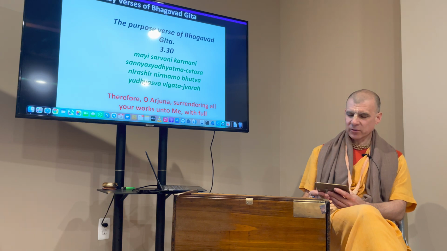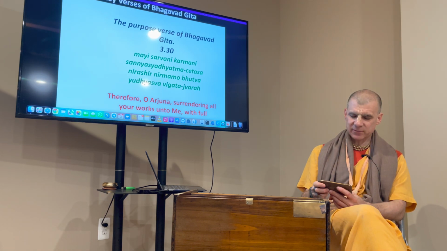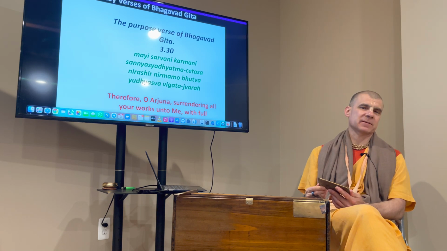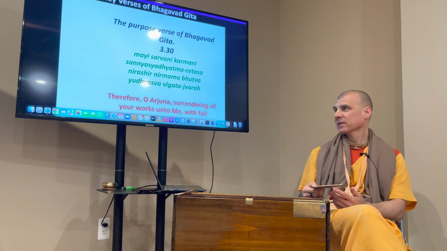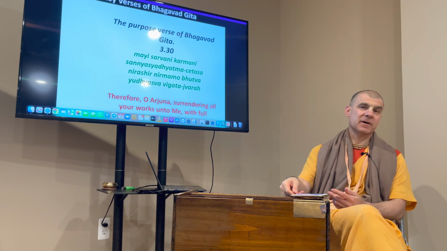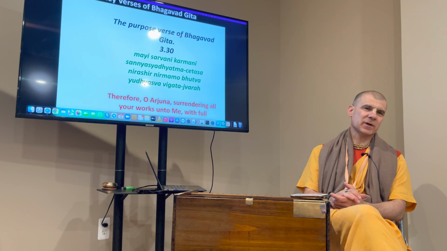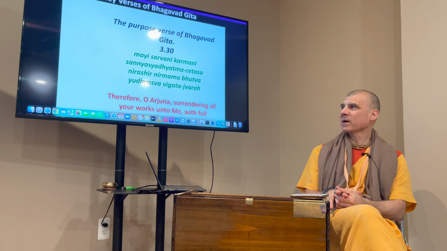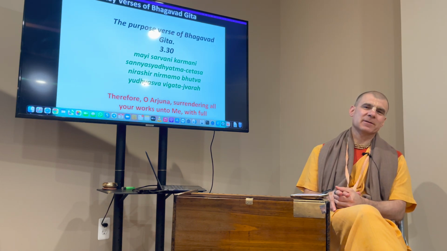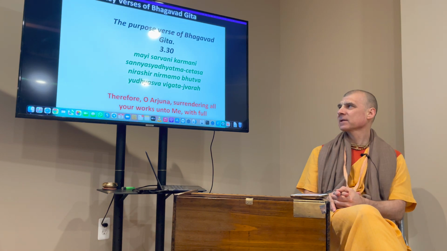So it says, therefore, O Arjuna, surrendering all your works unto me with full knowledge of me, without desires for profit, with no claims to proprietorship, and free from lethargy, fight. So basically speaking, Yudhyasva, fight. Krishna wants Arjuna to fight. And this was the purpose why he spoke the whole Bhagavad Gita. And so we're also meant to fight, which means act for Krishna's pleasure without any personal motivations.